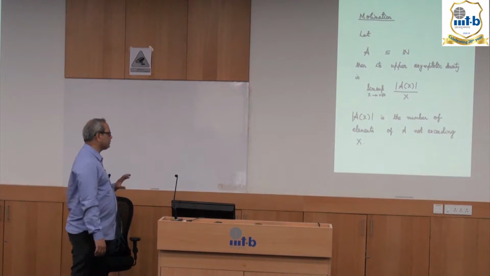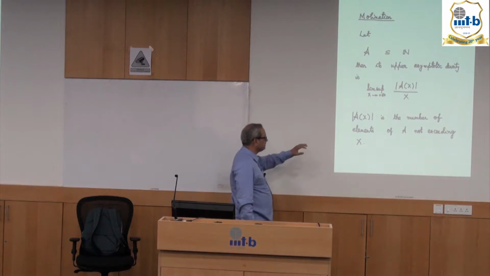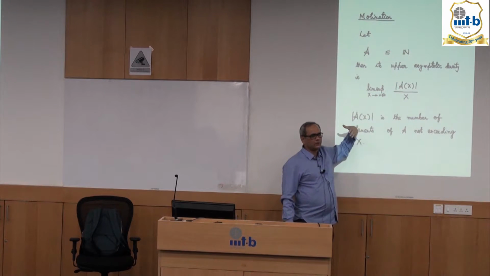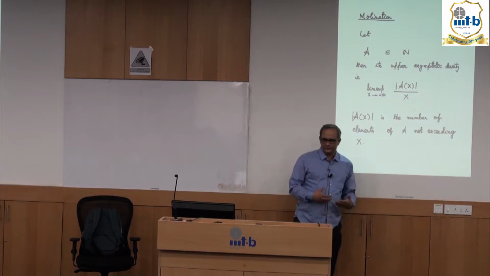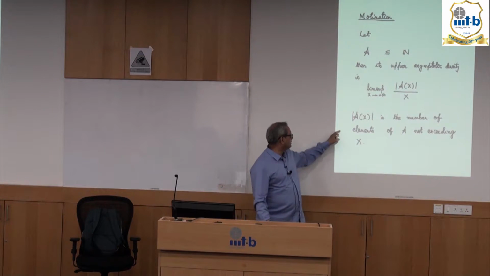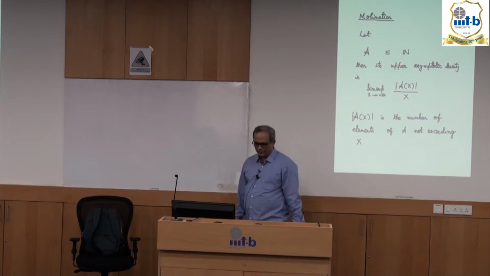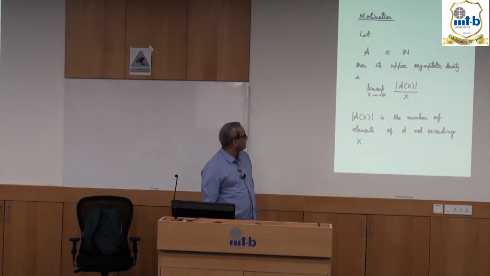There are two possible limits you can define. One is the limit supremum, the other is the limit infimum. The limit supremum is called the upper density of the set. So A of x is the number of elements up to x, and then you take this ratio and take the lim sup. That's called the upper density of the set.